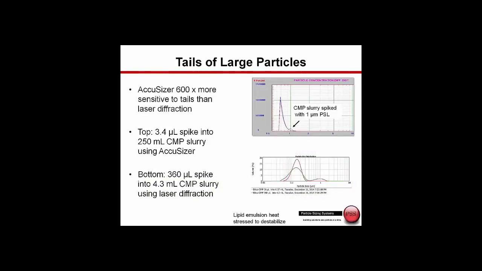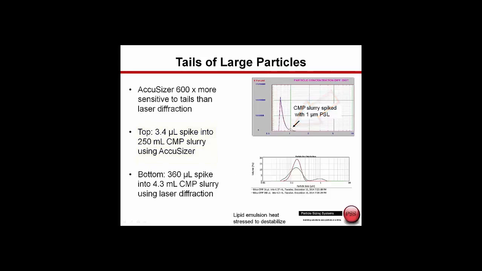One of the real strengths of single particle optical sizing is the ability to be able to measure a few large particles, the tails of distributions. I show one example here. This is actually a sample used in the microelectronics industry called a chemical mechanical polishing slurry. In the upper right, what we see is an Accusizer result. We took a 1.36 micron polystyrene latex standard. We took 3.4 microliters of the standard, spiked it into 250 mLs of the CMP slurry, and found this additional peak.